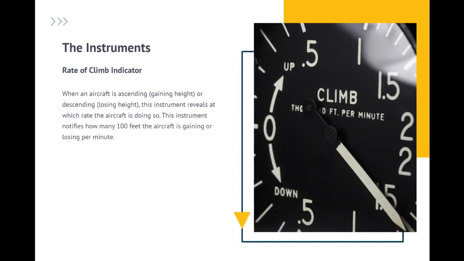Rate of climb indicator. When an aircraft is ascending, gaining height, or descending, losing height, this instrument reveals at which rate the aircraft is doing so. This instrument notifies how many 100 feet the aircraft is gaining or losing per minute.